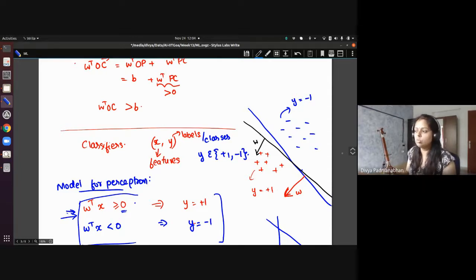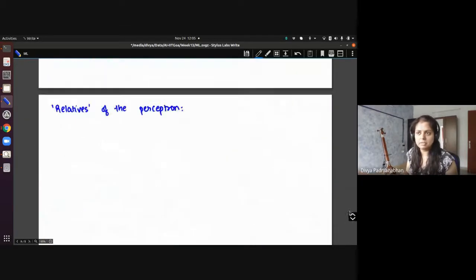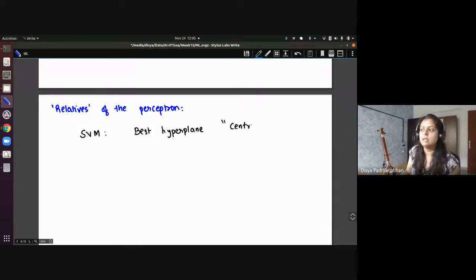Now, what is the W which goes directly in between all the points? In some sense, it's the mid hyperplane. If you want to find that, how would you go about it? That's what the SVM does. SVM is one such thing which tries to find the best hyperplane, the best in the sense of a more central hyperplane. So SVM is another classifying algorithm. This is support vector machines. There is a way to formally write down the problem as an optimization problem and solve it. So that is the support vector machine.